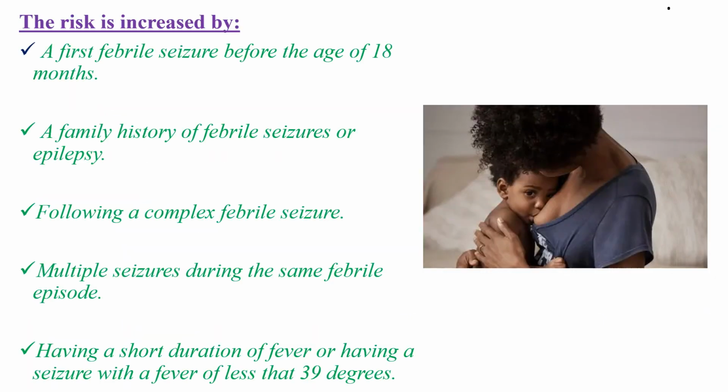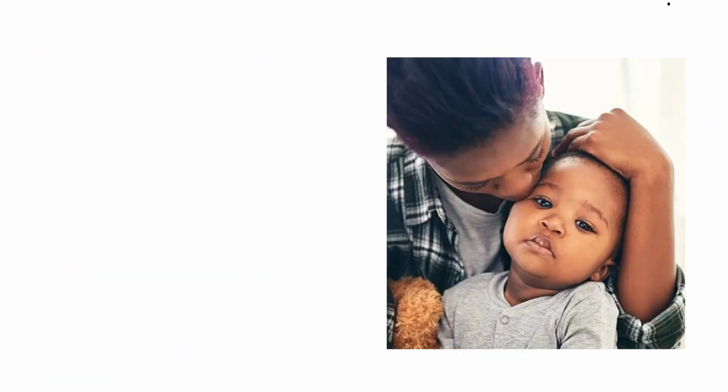The risk of recurrent febrile seizure increases if the first febrile seizure occurs before the age of 18 months, if there is a family history of febrile seizure or epilepsy, following complex febrile seizure, multiple seizures during the same febrile episode, and having a short duration of fever or having a seizure with a fever of less than 39 degrees increases the chance of recurrence.